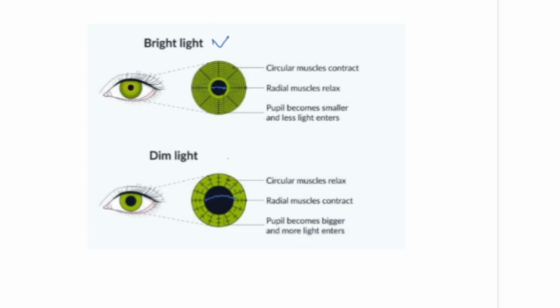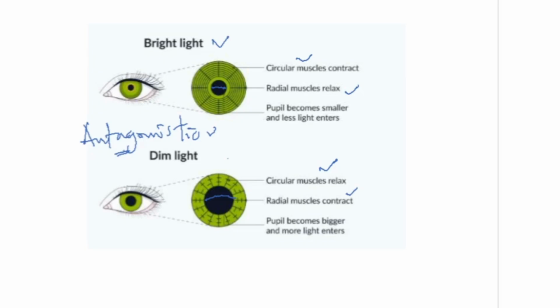In dim light the diameter is wider, and that's because in bright light, take note of this, you can write it down, the circular muscles will contract and the radial muscles will do what? Will relax. And in dim light, the circular muscles will now relax and the radial muscles will contract. As a matter of fact, these two muscles are called antagonistic muscles. Antagonistic muscles in biology, they are muscles that act in opposite direction. When one is contracting, the other is what? Is relaxing. So take note of that.